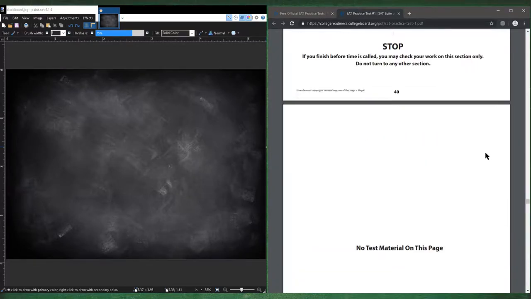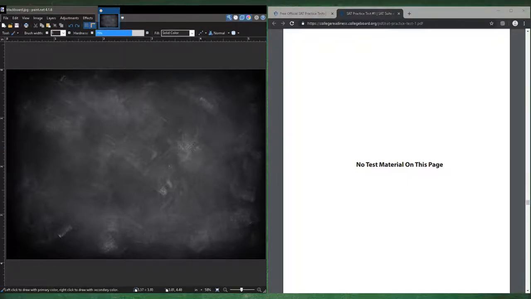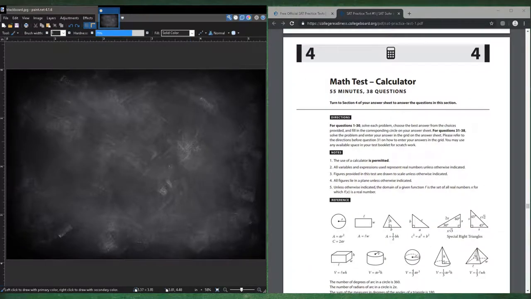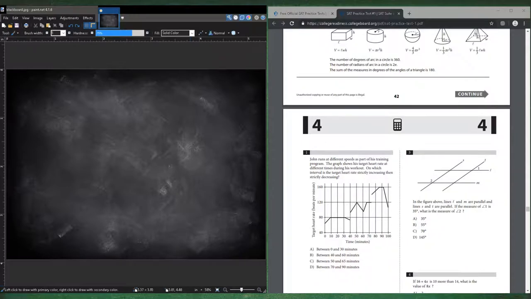So that's basically it for the non-calculator. Okay, let's start with the calculator section now. All the formulas are here at the bottom if you ever need to use them again. So yeah, 55 minutes for 38 questions.